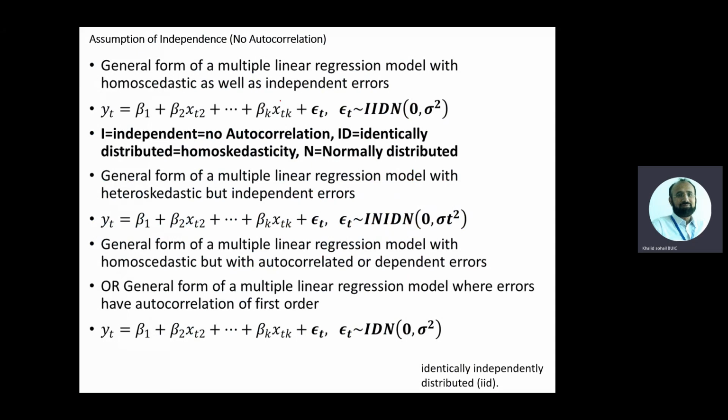Now, how can we write this model generally? You can see that here y is the dependent variable and we have a number of IVs. So our error term is IIDN. What is meant by IIDN? The first I means independent, which means that in this multiple regression model there should be no autocorrelation. The second ID means identically distributed, meaning it should be the case of homoscedasticity, and N means normally distributed with zero mean and unit variance.